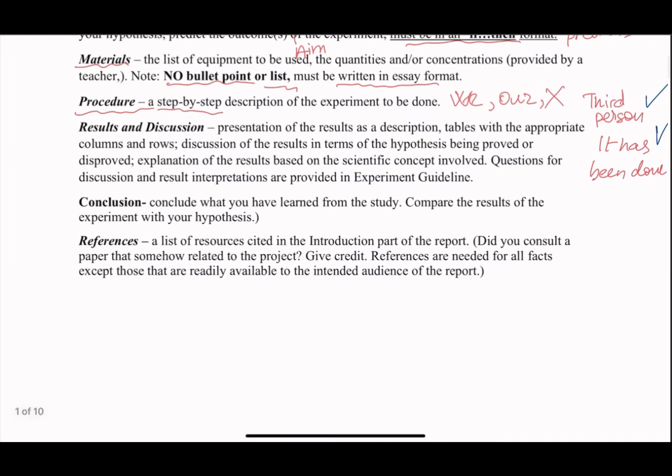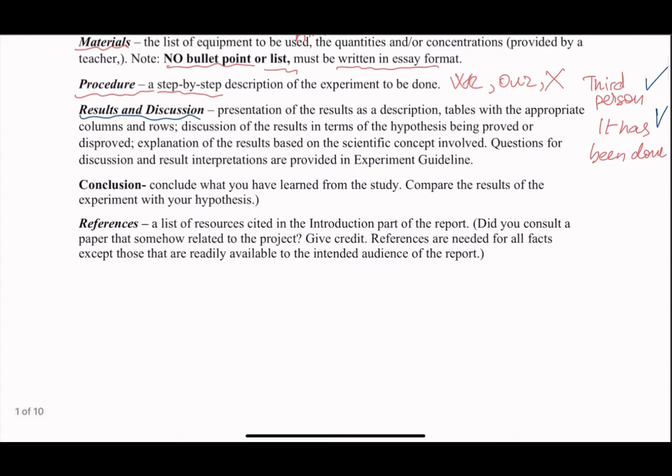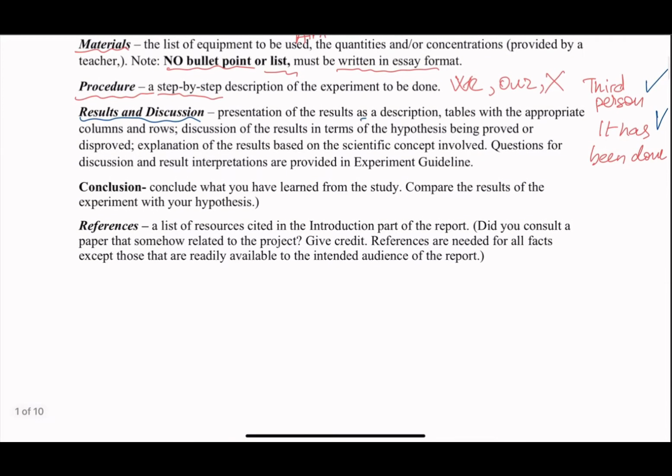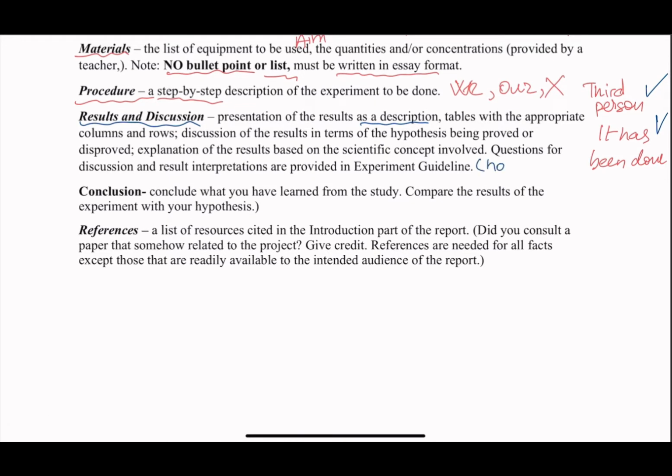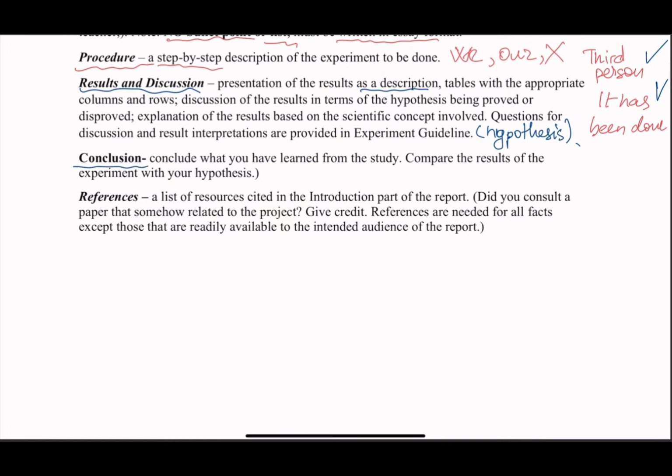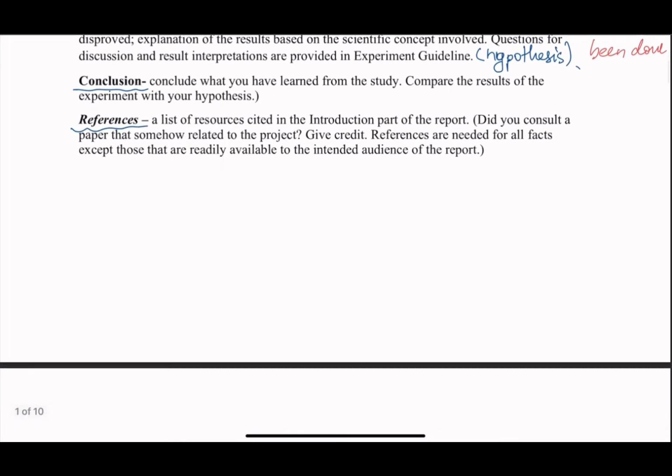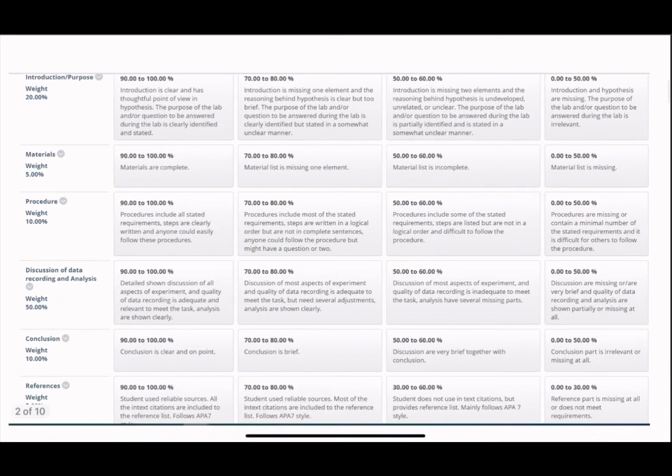So in the results and discussion, you will be giving your data, whatever data you recorded, and then you analyze it and go into detail about what you think happened, and then you're going to talk about your hypothesis results. So the hypothesis, you will be talking about in the end, and you have a conclusion. It doesn't have to be long, you can make it short, and then references. You have to have references, otherwise you're going to lose points. Okay, so this is the description.